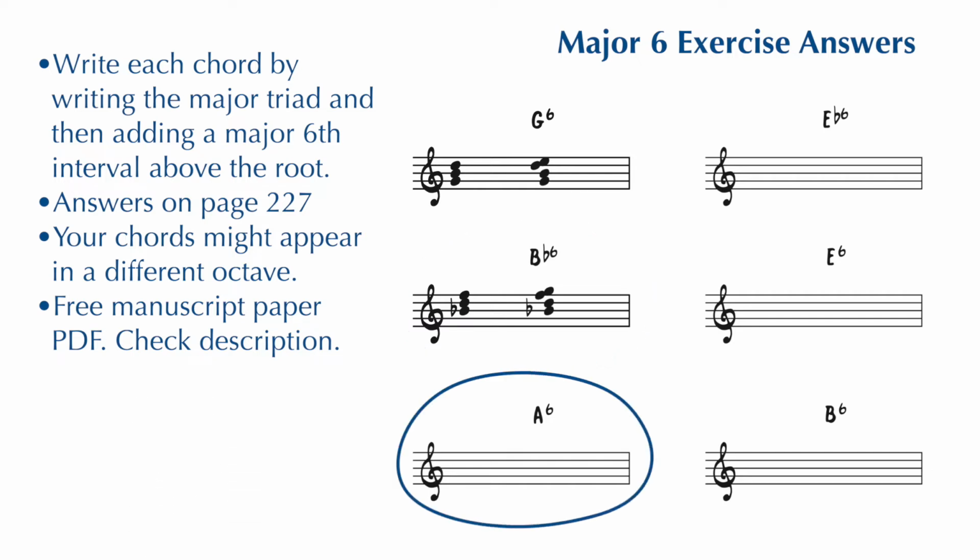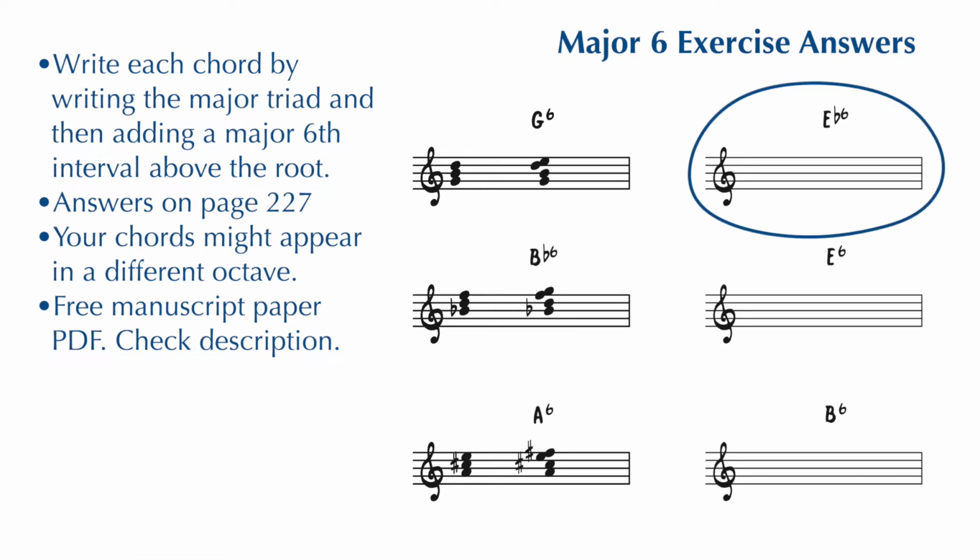Number 3, A6 or A major 6. First construct an A major triad. That's going to be A, C sharp, and E. Next, we add a major 6th above the root of that chord. The root is A. Major 6th above A is F sharp. Stack them all together. You have A, C sharp, E, F sharp, or A6.